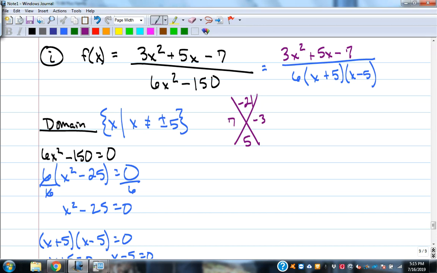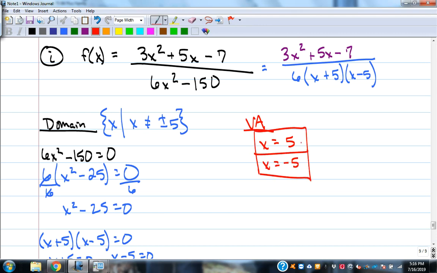So numerator doesn't change. So that means nothing can cancel out. So that means my vertical asymptotes are going to be the same as the pieces from my domain. So my vertical asymptotes are going to be x equals 5 and x equals -5. I'm going to have 2 of them, just like I had 2 pieces that were cut out of the domain, the +5 and the -5. Same ones for that one.